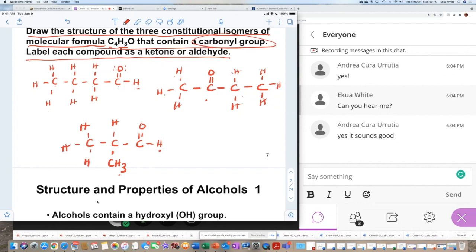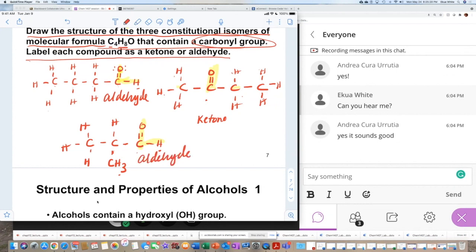And so this will be a ketone because the carbonyl is between 2 other carbons. This one here is on the edge, so that would be an aldehyde. This one here is on the edge also, that makes it an aldehyde.